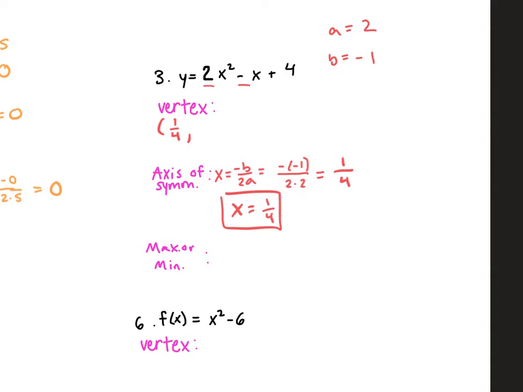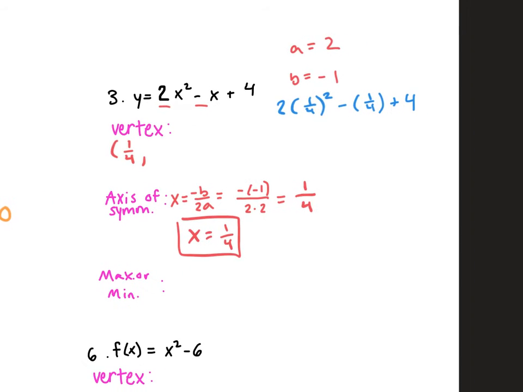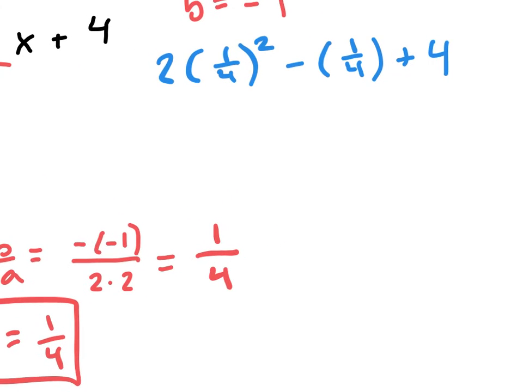Plug it in. So we plug in 1/4 into our x's. So we have 2 times 1/4 squared minus 1/4 plus 4. This is the hardest one. Yeah, fractions kind of make it tough.